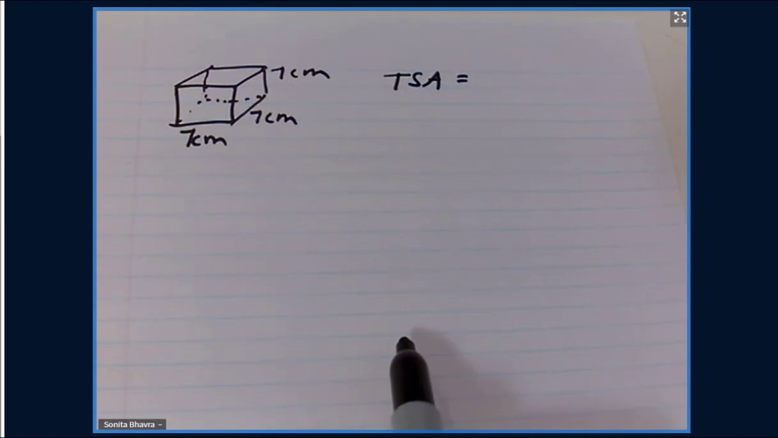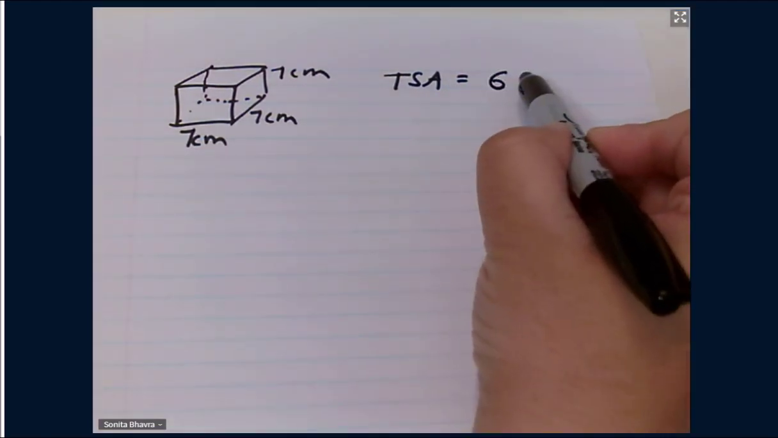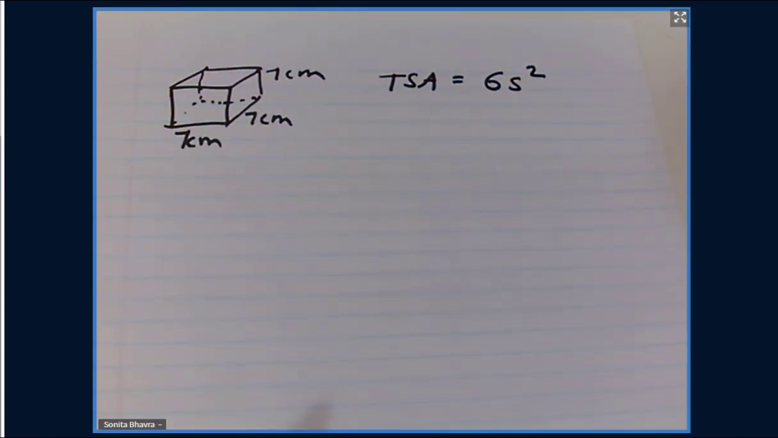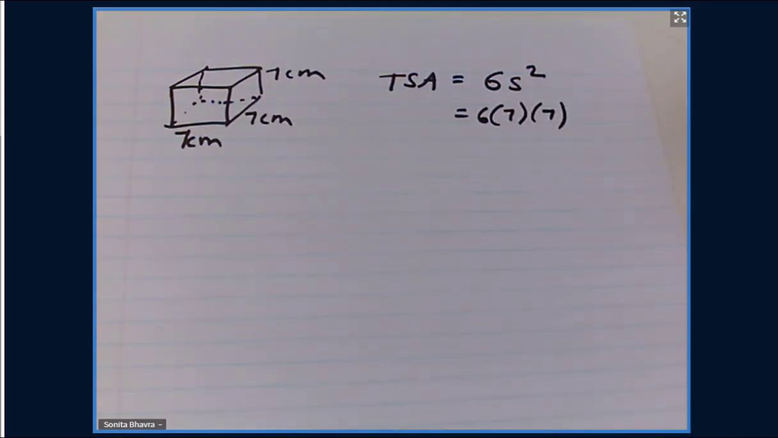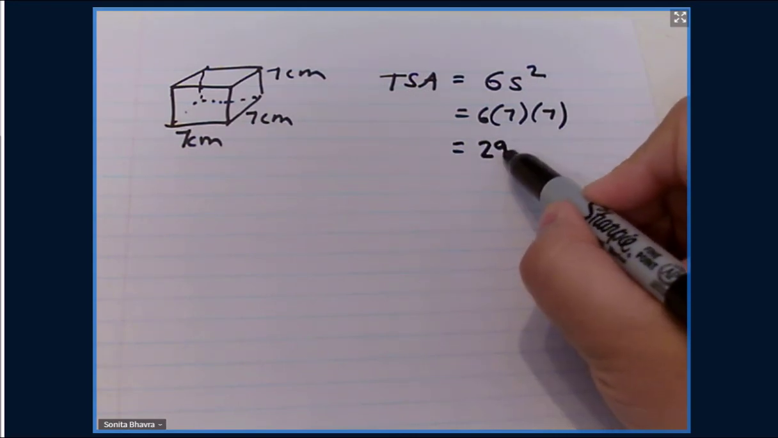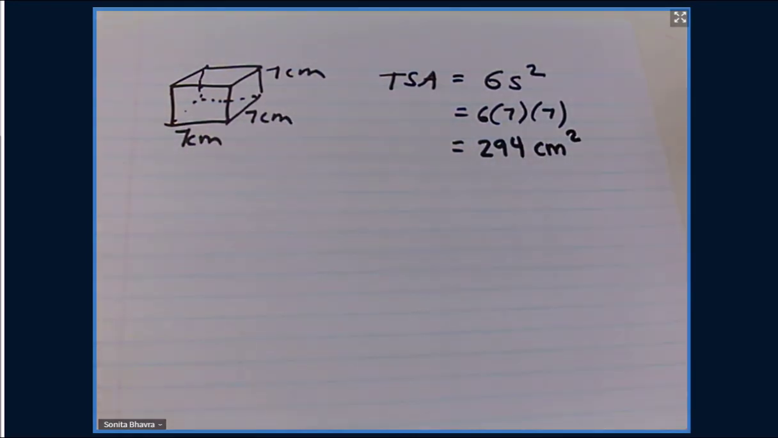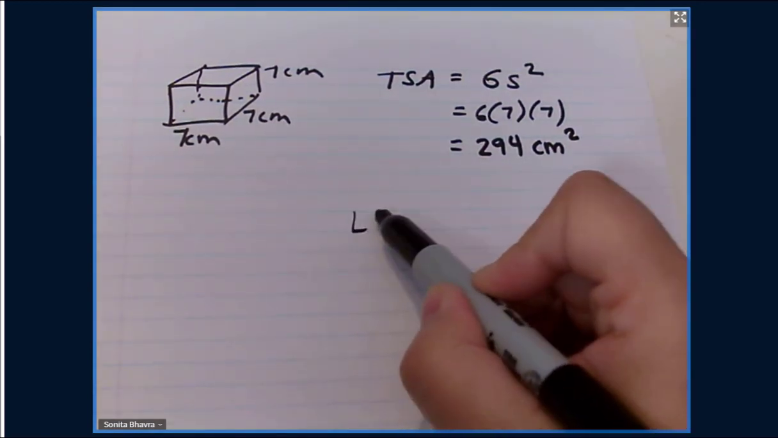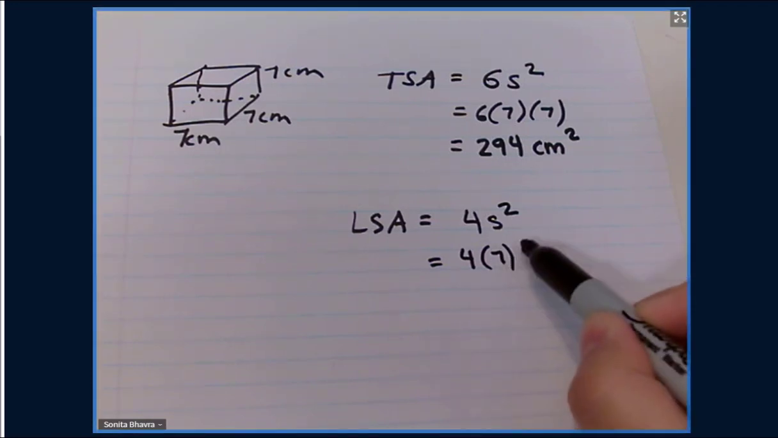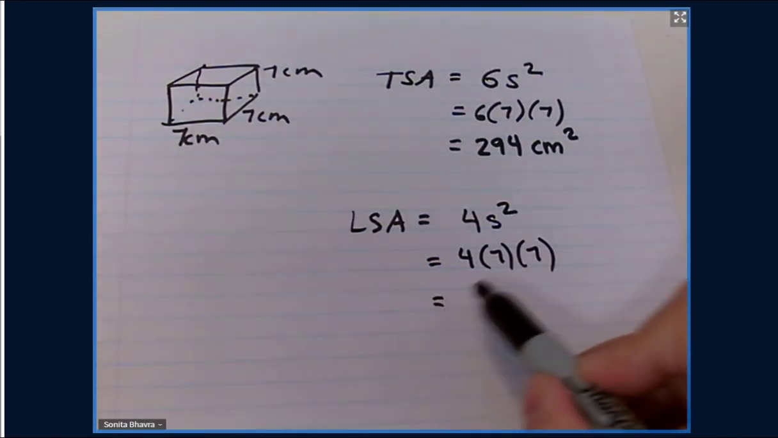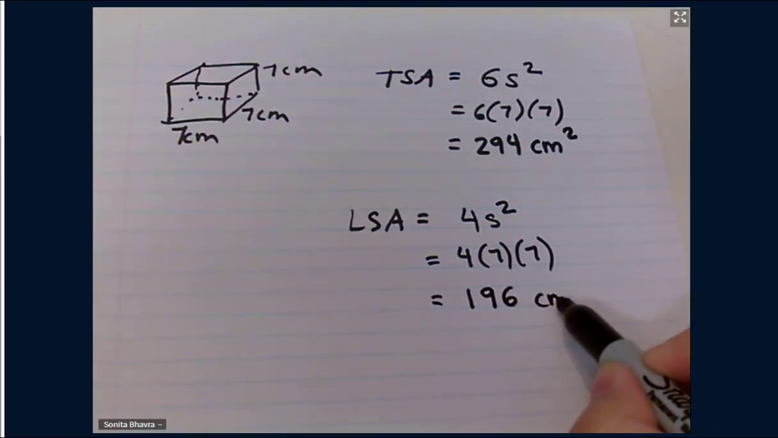Total surface area of a cube is 6s squared. 6 faces, and then side squared, meaning side times side. So 6 times 7 times 7 gives me 294 centimeters squared. And lateral surface area, we are not including the top and bottom base. So therefore, we're just looking at 4 of the lateral faces. So it is 4s squared. So 4 times 7 times 7 gives me 196 centimeters squared.